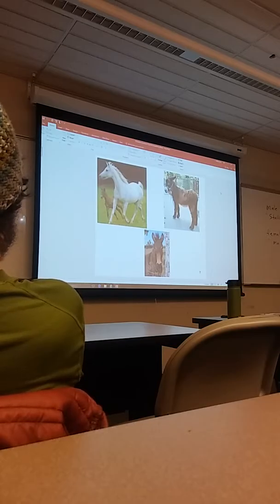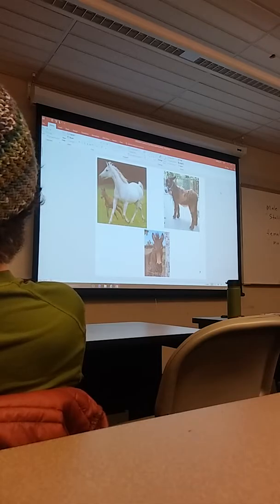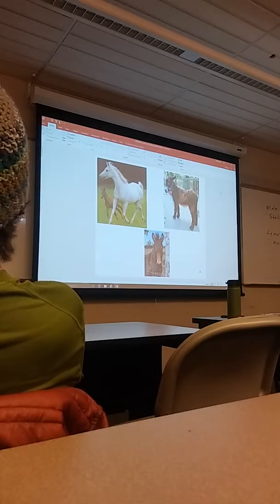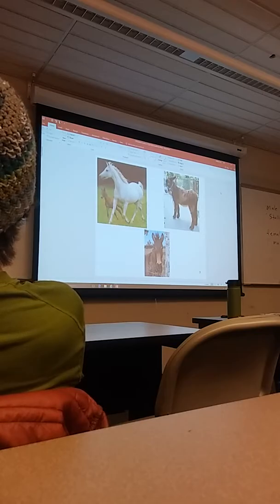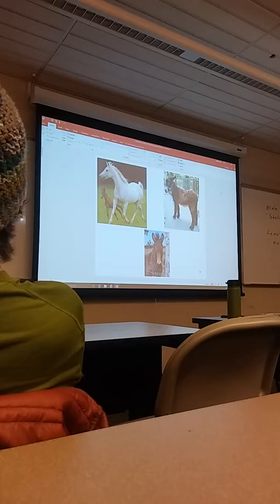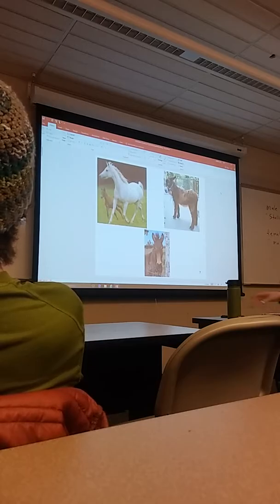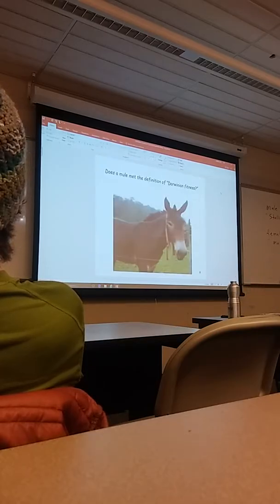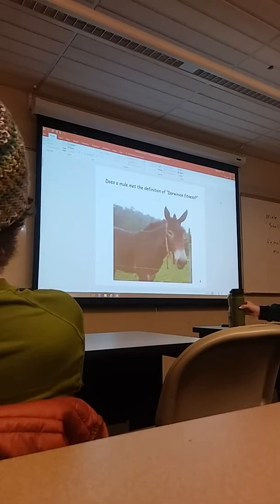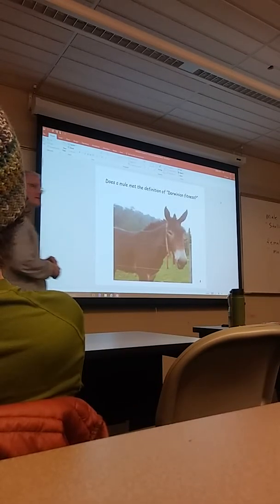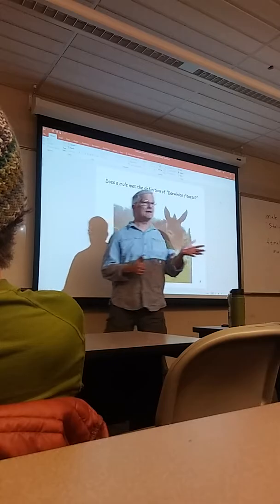Not as jerky as donkeys? Some can be smarter, some can be dumber. But the one big disadvantage is they're sterile. You can't get mules to mate. So if you want another mule, you have to do your own little artificial selection, in a sense, to create these guys. So does a mule meet the definition of Darwinian fitness? No, not at all. It's a dead end.